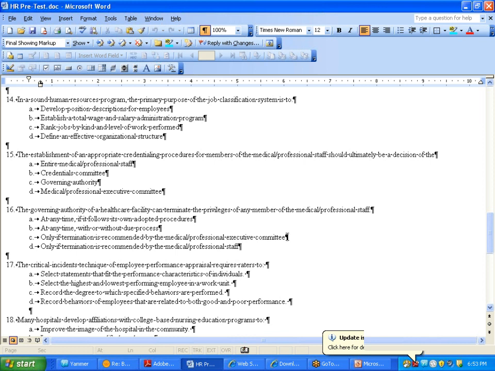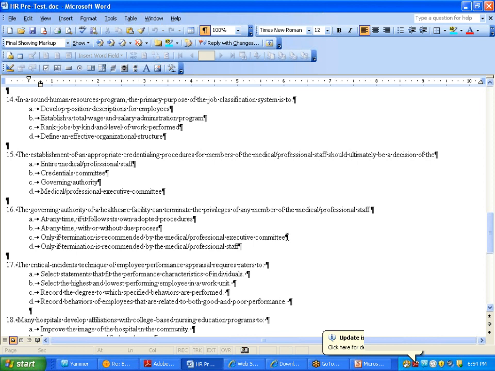Oh, come on. Okay, so this is a sound human resources program versus one that isn't sound. The primary purpose of the job classification system is to... the primary purpose, not a secondary purpose, primary. I'm going to say the primary purpose is to establish a total wage and salary administration program, B. That's my final answer. I would think that's got to be the primary purpose.